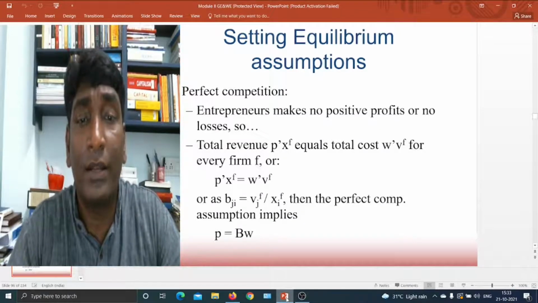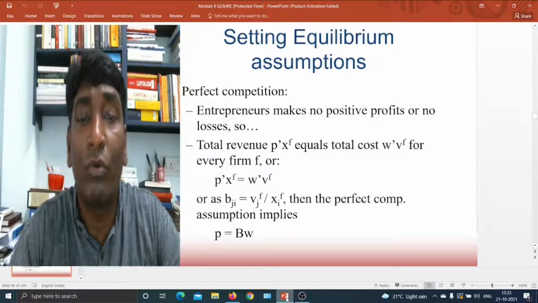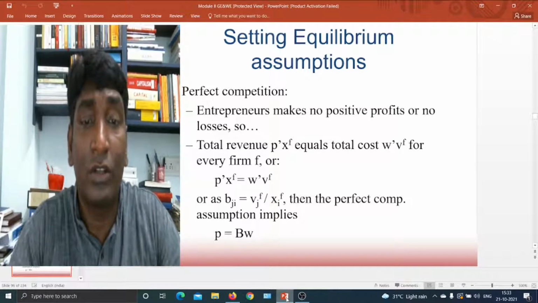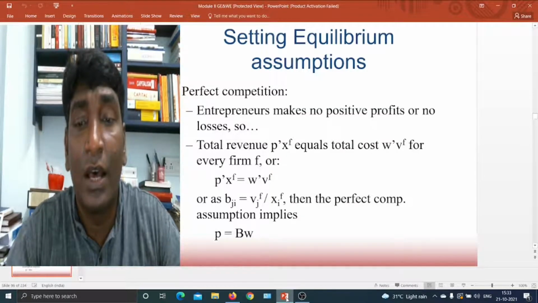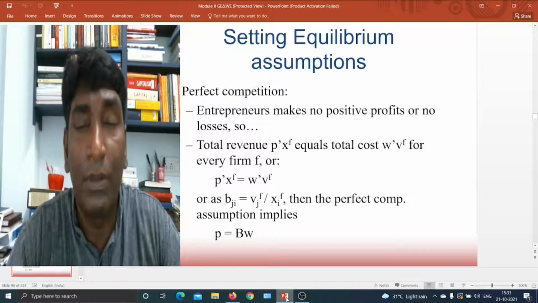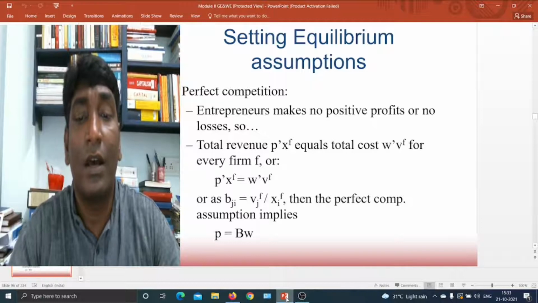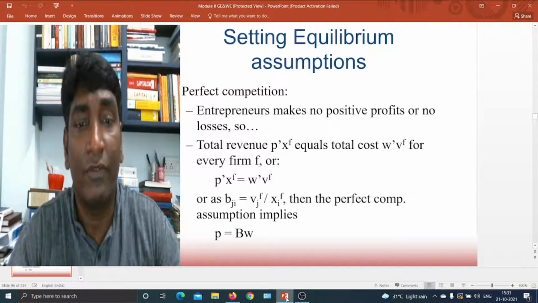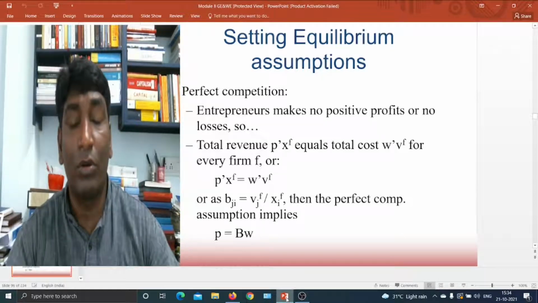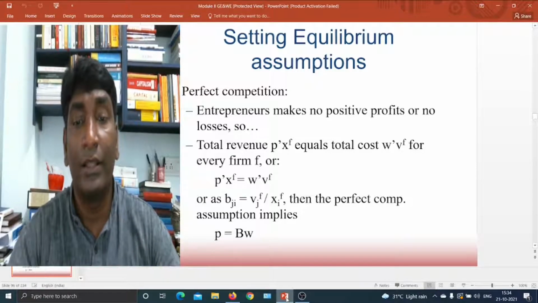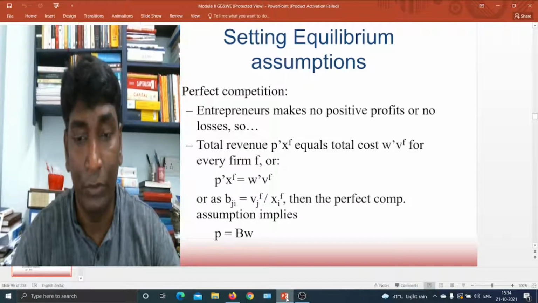In the perfect competition scenario, entrepreneurs make no positive profit or losses. We have discussed this from the first semester onwards. Total revenue P dash XF is equal to the total cost W dash VF for every firm F, with Bji equal to Bjf of xif. Then the perfect competition assumption implies that P is equal to Bw.